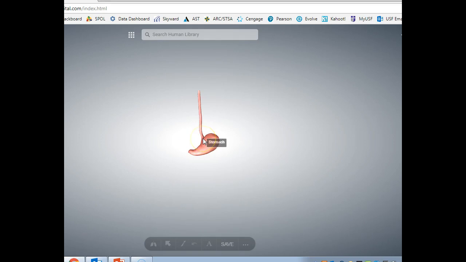And then it's going to enter into the stomach, which is broken up into 3 different divisions. So we have the fundus up top, and then the body right here, and then the pylorus is going to be this lower portion.